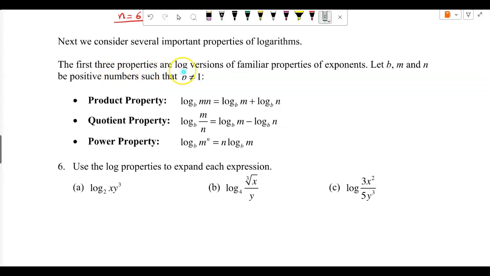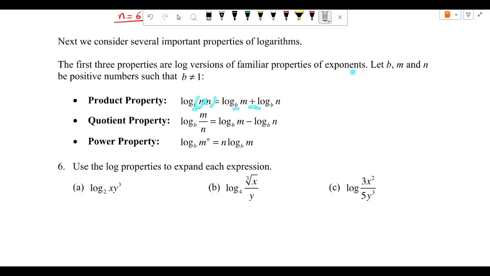The first three properties are the log version of the properties of exponents. Product property: if you have log of m times n, it is log m plus log n. The base remains the same, the base is b. So basically your multiplication becomes a plus of logs.